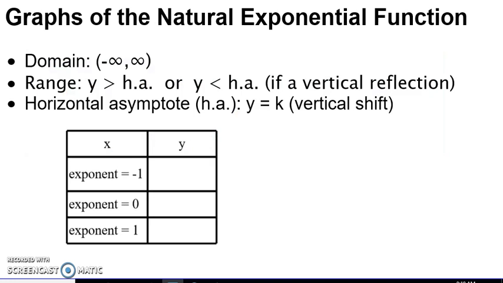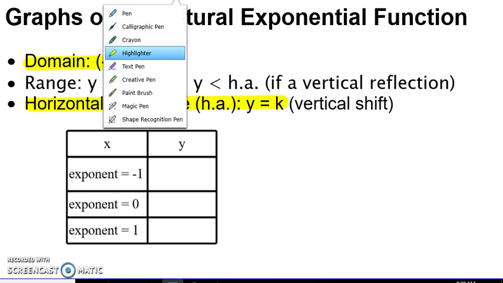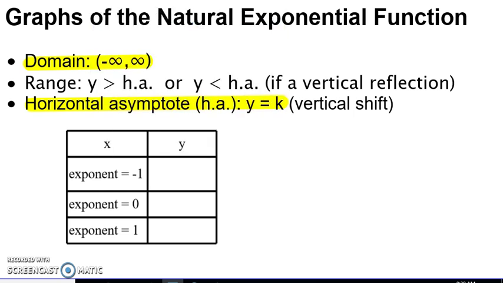So with graphs of natural exponential functions, the domain is always negative infinity to positive infinity, very similar to the last one. The range is where y has to be greater than your horizontal asymptote, or y has to be less than your horizontal asymptote. Remember, the horizontal asymptote is going to be y equals k, which is your vertical shift. So let's look at what the equation actually reads. It will look like this: y equals e to the x minus h plus k. So understanding that your k value is your horizontal asymptote.